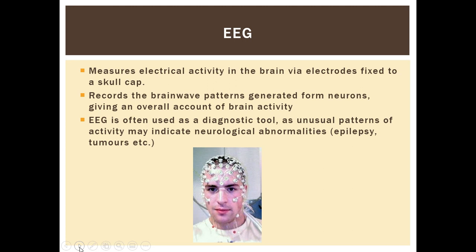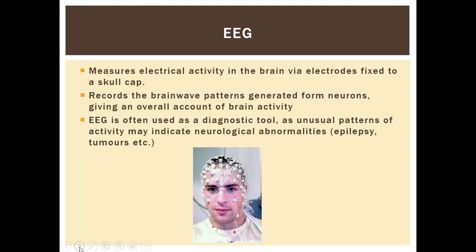The second way to investigate the brain is an EEG, so electroencephalograph, which measures general electrical activity across the brain. So it records brainwave patterns from neurons. It's often used as a diagnostic tool to diagnose disorders such as epilepsy, but it measures general levels of electrical activity across the brain. So that is showing function of the brain, but it does not show structure. So an EEG shows function, but not structure. Remember, an fMRI will show you function and structure.